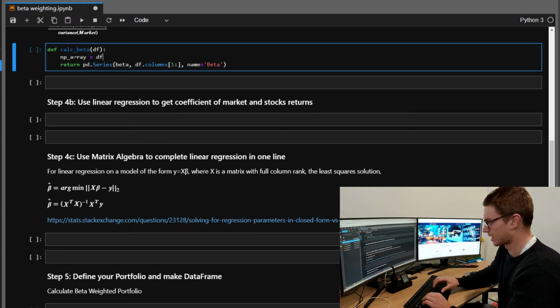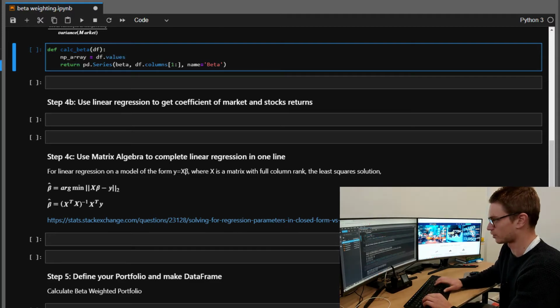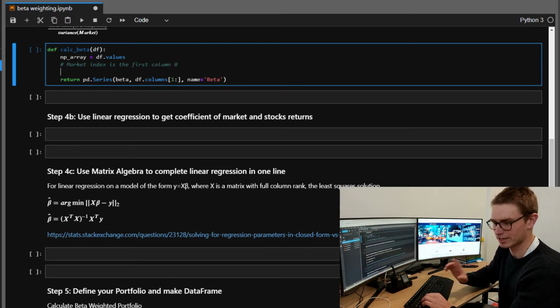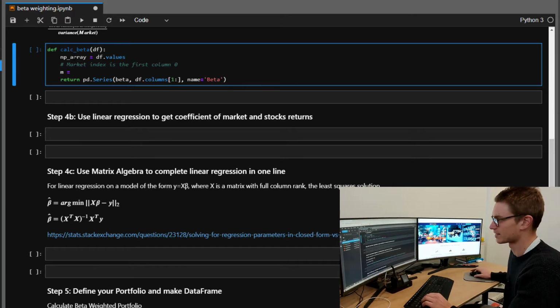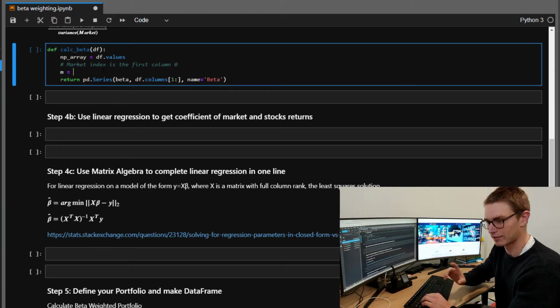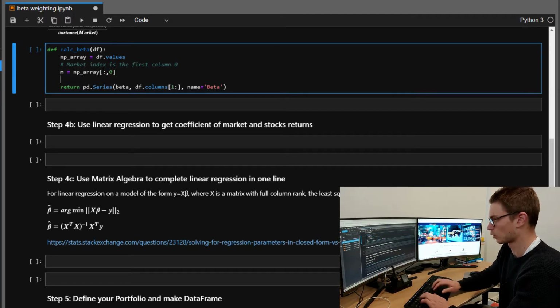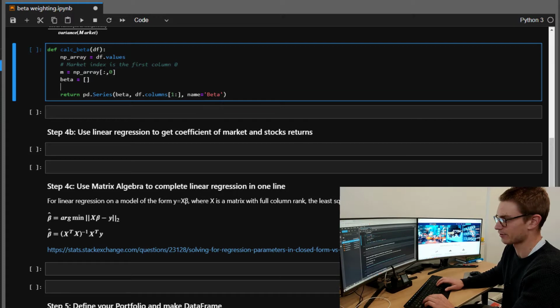So we're going to define that by going .values, df.values. It's important to know that the market index in my data frame is the first index, first column. So yours might not be. This is really important. Wherever you've put it in this list is extremely important. I advise you to put whatever index you're looking at in the first column. So np array, and we're just going to reference all the rows but the first column. We're also going to make an empty list for beta.